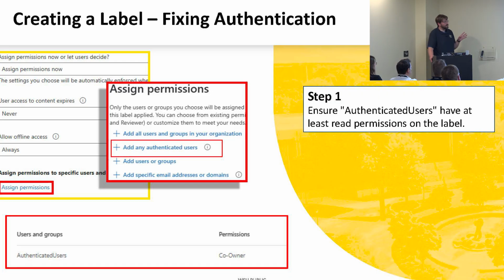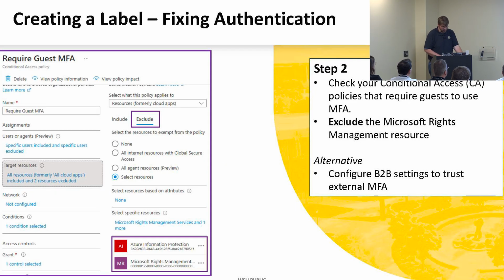So if you were to fix that, one, you need to make sure you have any authenticated user added to your label permissions. This is your external users, your guests, people not in your environment. That's any authenticated. Two, check your conditional access policies. You probably have one that will require MFA for either all users or that all users that include external and guests, or you have one just for guests external.